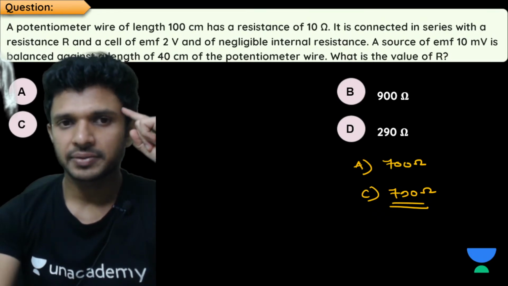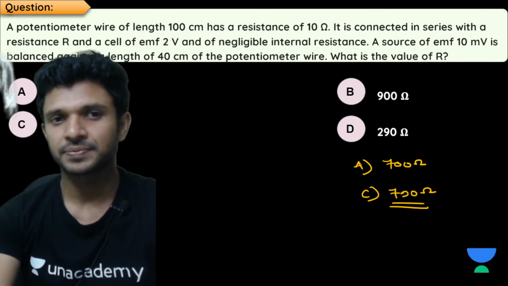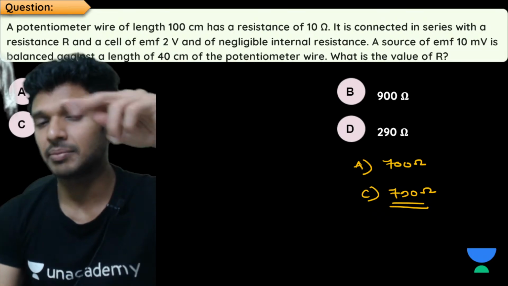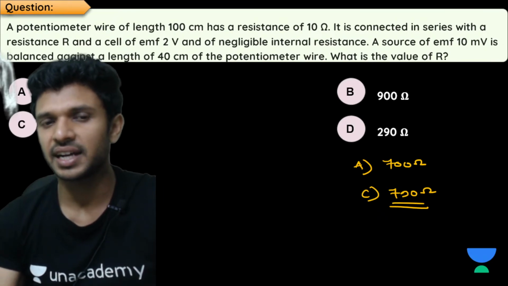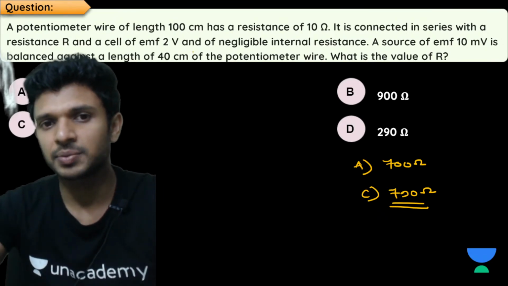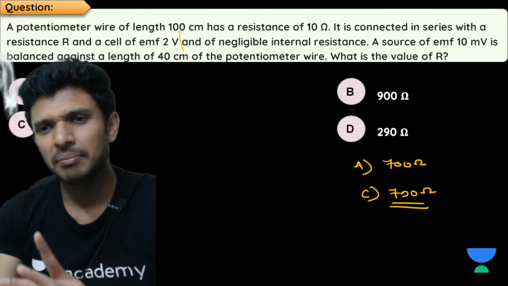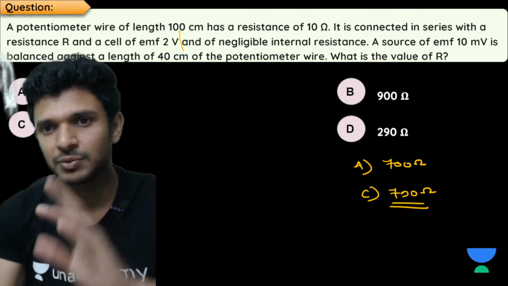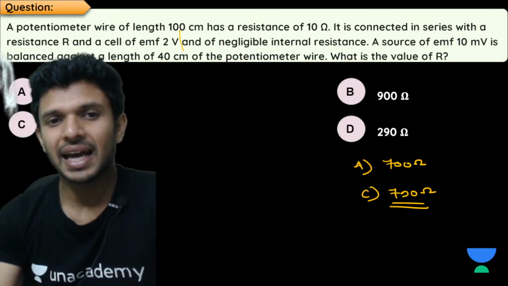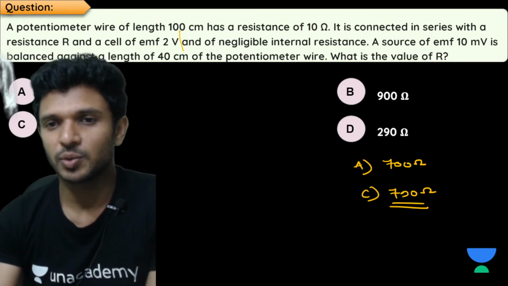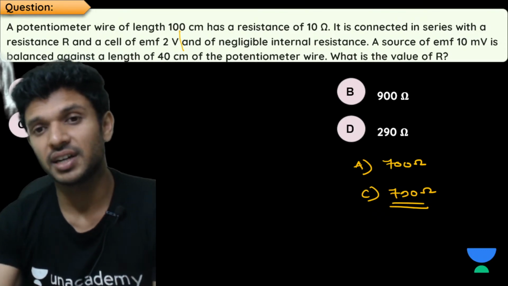A potentiometer wire of length 100 centimeters has a resistance of 10 ohms. Potentiometer wire, just think about that primary circuit. It is connected in series with a resistance R and a cell of 2 volt, which means the entire description is regarding the primary circuit. A source of EMF 10 millivolt is balanced against, which means the external EMF you connect, that value is already given, a length of 40 centimeter of the potentiometer wire. What is the value of R?